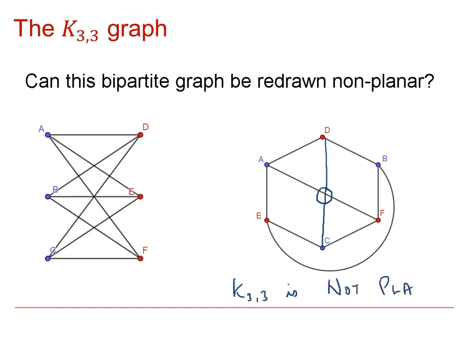Now these two, K3,3 and K5, are critical in a theorem about planar graphs, which we'll look at in a later video. And that theorem is known as Kuratowski's theorem.